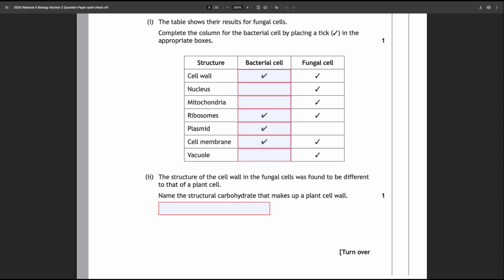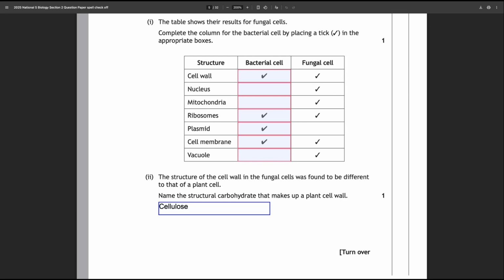Those are fairly straightforward. They should be ones that you have memorized from your notes in terms of the structures of all the various cells and know which cells have which structures. Part 2, the structure of the cell wall in the fungal cell was found to be different to that of a plant cell. Name the structural carbohydrate that makes up a plant cell wall. We also learn this in the photosynthesis topic in 3.3, that the carbohydrate that's made for cell walls is cellulose.